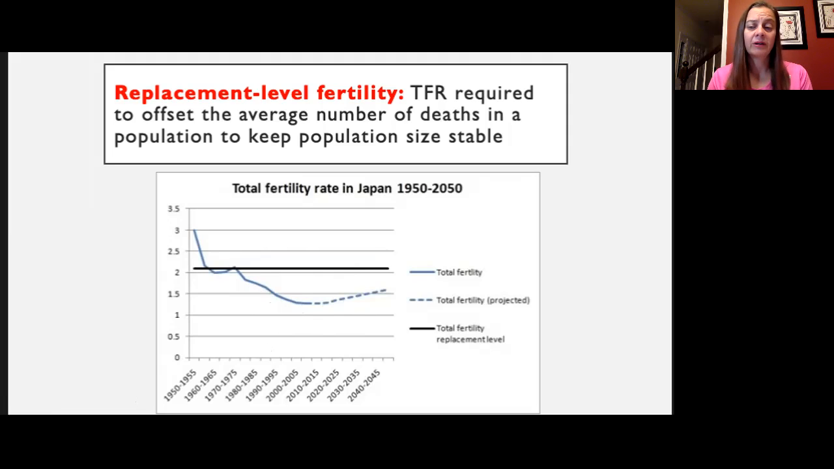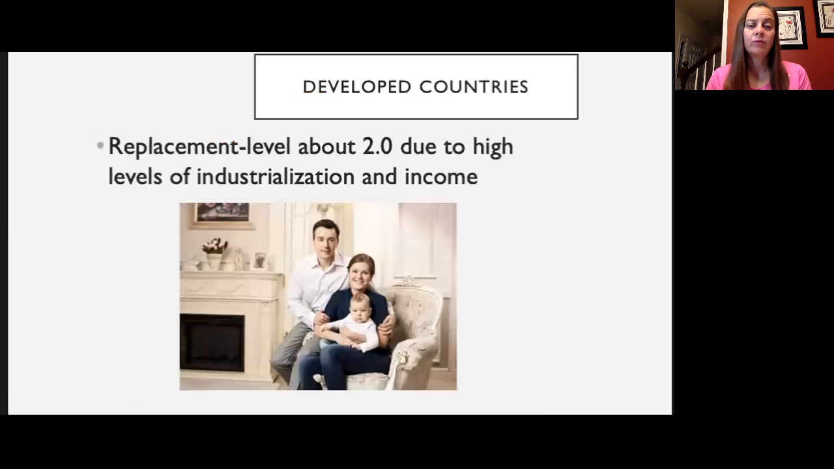It's different in different countries. In countries with a high infant mortality rate, the replacement level fertility rate is going to need to be higher because the death rate is higher.